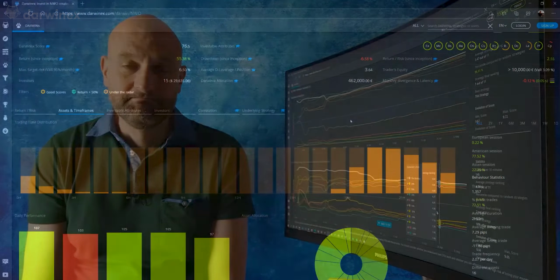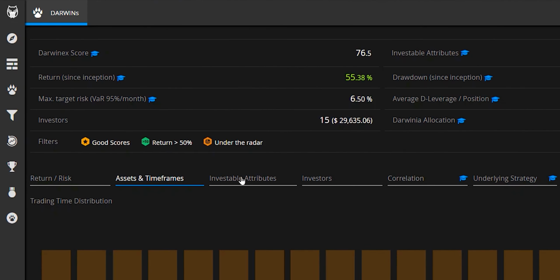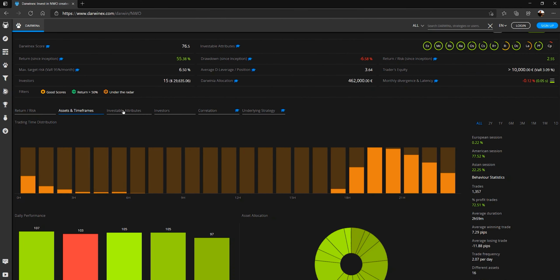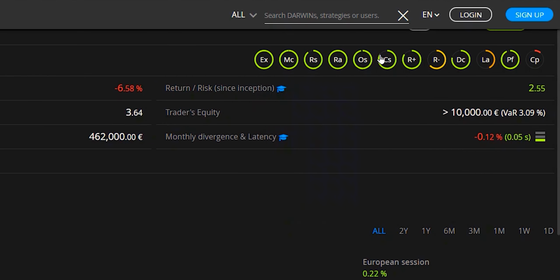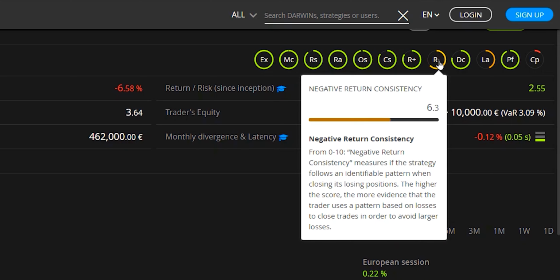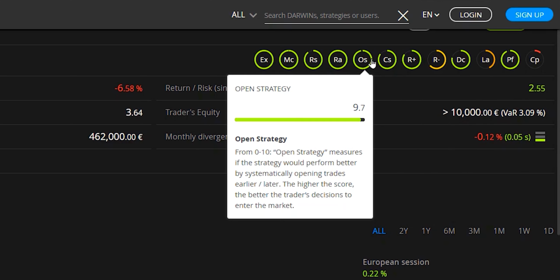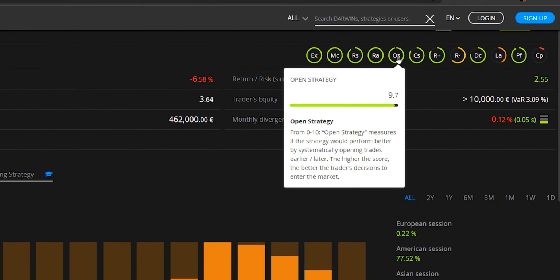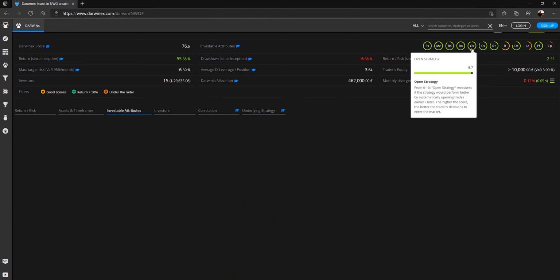Let's take a look. Now, I've shown you in previous videos how you can use the Investable Attributes tab that you see here in order to get that detailed analysis of the trading strategy. However, you can also access the Investable Attributes directly from this bar that you see across the top here. And the two that we're going to look at in this video are the Open strategy and the Close strategy. So let's take a look at the Open strategy first, and you can access that directly just by clicking on this icon you see here.